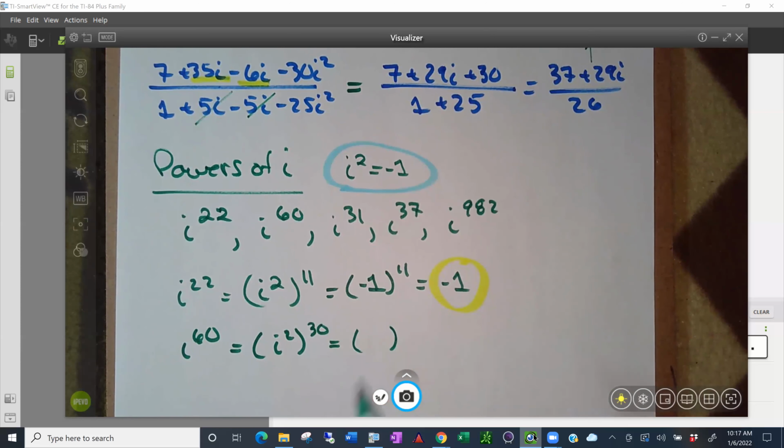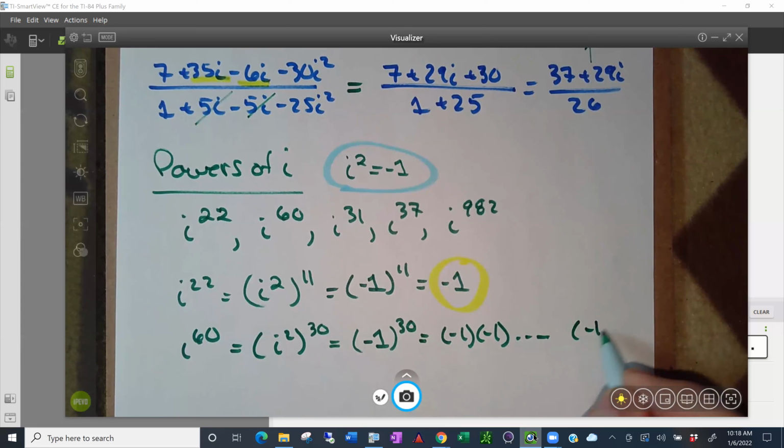How about the young lady up front? What's i squared equal to? Well done. i squared to the 30th becomes -1 to the 30th. Because this is an even exponent, if I wrote out -1 times -1 30 times, you have an even number of negative signs, you're going to get a +1.